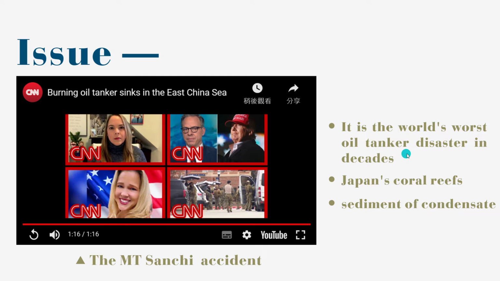The oil on the sea surface was pushed toward Japan by wind and impacted their coral reefs. In addition, we were afraid that the sediment of condensate, which is a chemical material, would deposit on the beaches. However, the journal Nature stated that because of the different material, the more important aspect of this disaster was its immediate toxic effect on the marine inhabitants.